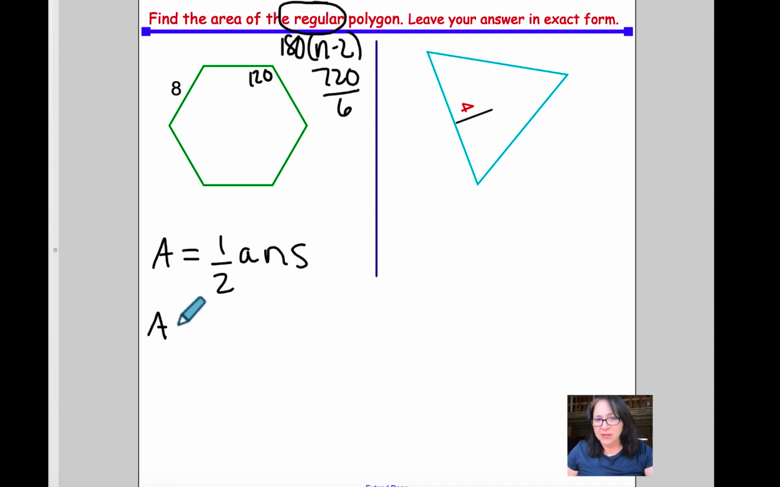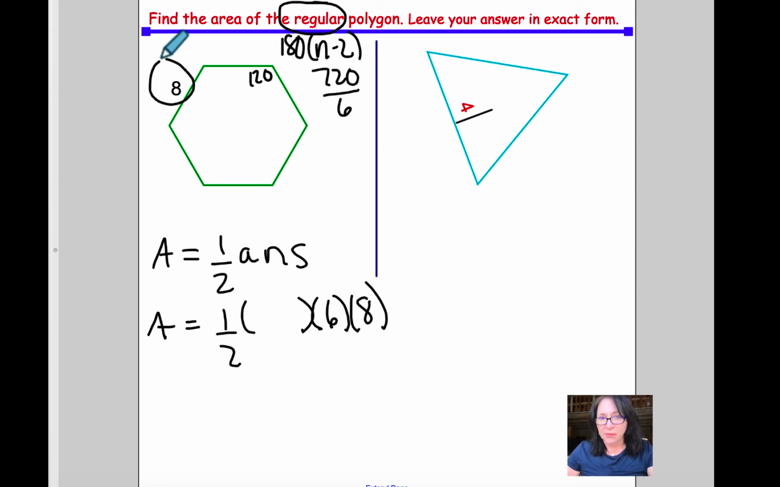The formula that I'm going to use for the area of a regular polygon is 1/2 ANS. My apothem times the number of sides times the length of one side. So I don't have the value of my apothem, but I do know that the number of sides is 6 because it's a hexagon. And I do know the length of each side is 8 because that was given right here. So what I'm going to do is I'm going to draw in my apothem.